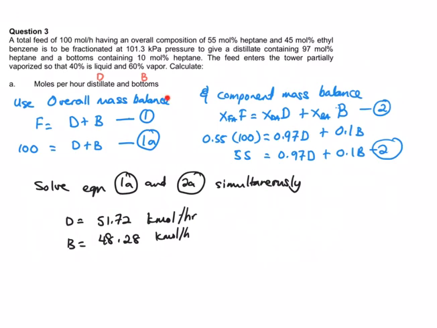One you get from the overall mass balance. The second one is from the component mass balance. Make sure you write the general equation of the overall mass balance and the general equation for the component mass balance. In this case, this is the component A mass balance.